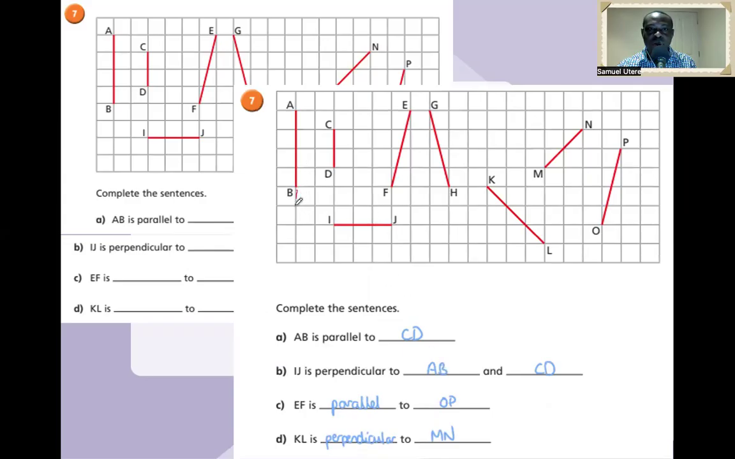They're perpendicular. If we continue this line and we continue that line, you'd see that they're perpendicular. And CD, if we continue that line, you would see that it's perpendicular to IJ. EF is parallel to OP. Of course, visual inspection tells you that they are parallel. And then KL is perpendicular to MN. And you can see that that will form a 90-degree angle with that line.